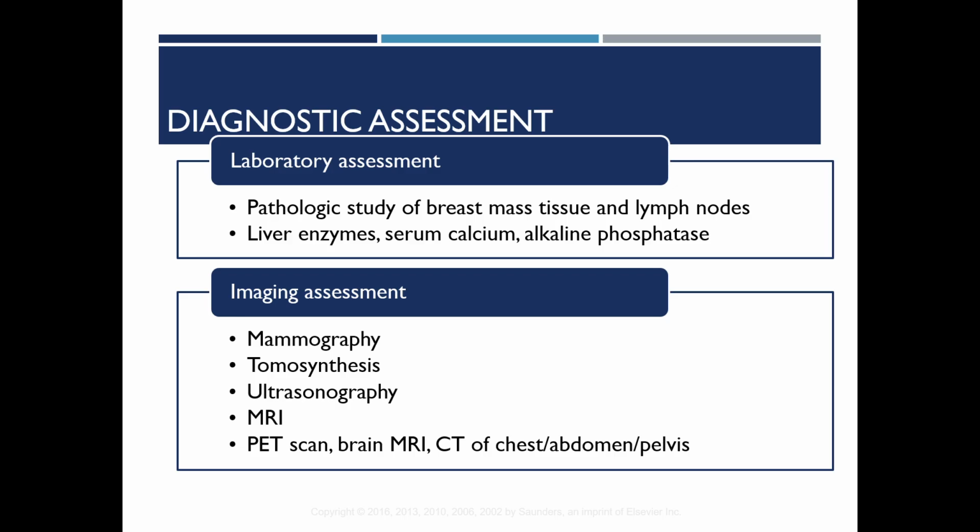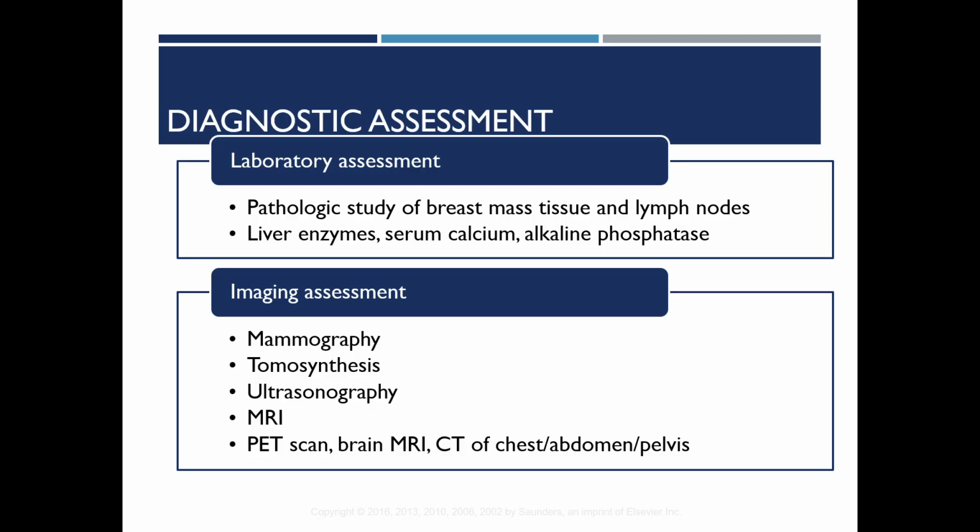All right. We can also look at their labs. They're going to have elevated liver enzymes, which could indicate metastasis, and elevated serum calcium and alkaline phosphatase. That should suggest bone metastasis.